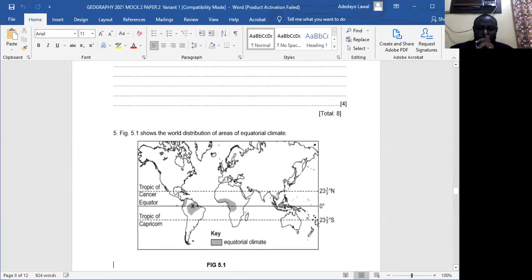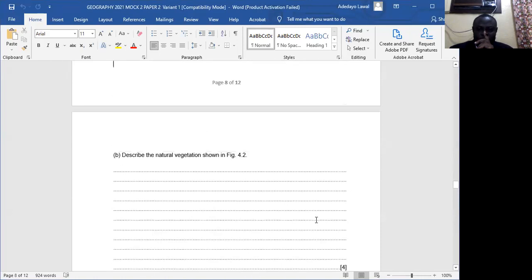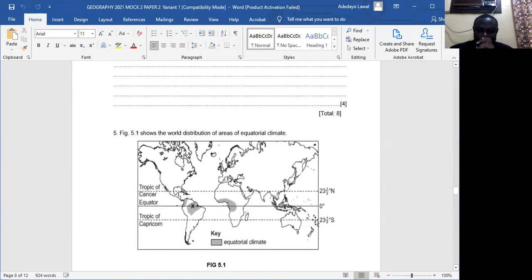So I've just described the two vegetations there. I think one is 4 marks. So 4 clear points each, and you'll be fine. Okay.